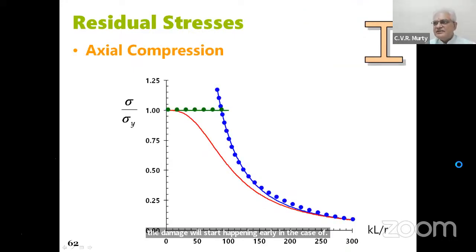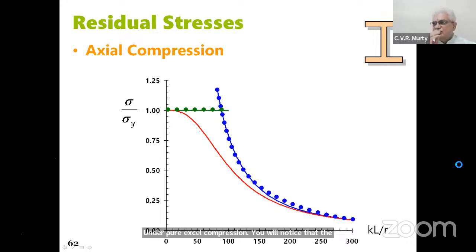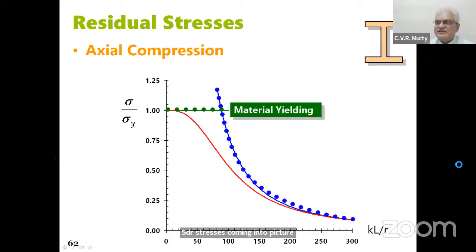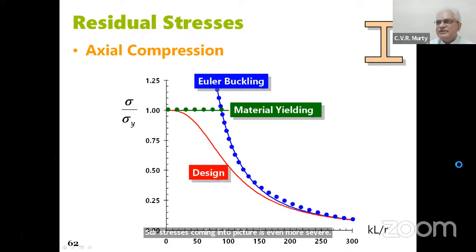As a consequence, in the design of compression members, you will notice that that was the case of bending that we talked about. Here we're talking about direct axial actions. Under pure axial compression, you will notice that the combined effect of material and geometric nonlinearity with the residual stresses coming into the picture is even more severe. While this is material nonlinearity and this is geometric nonlinearity, that's where the design has to account for material, geometric, and residual stress effects.